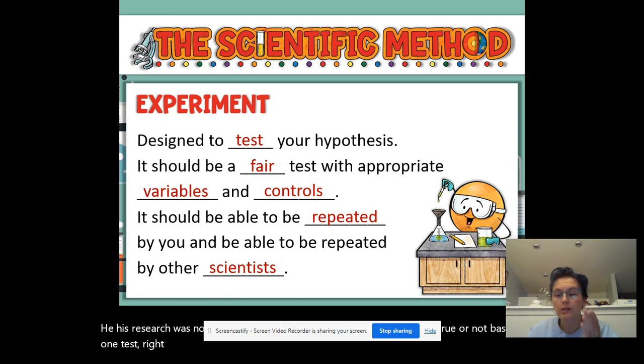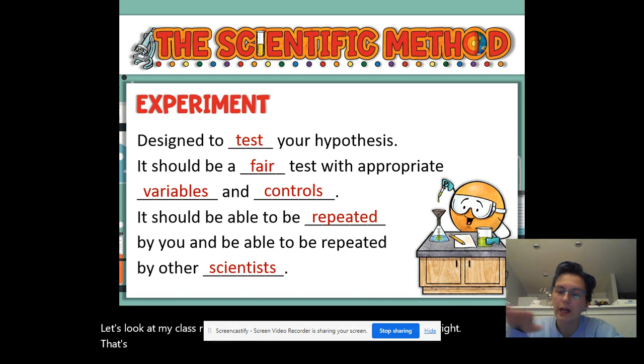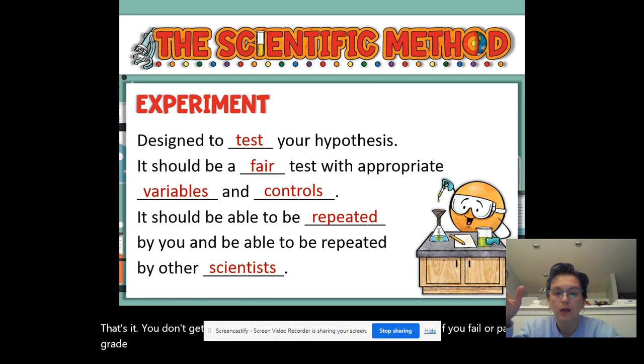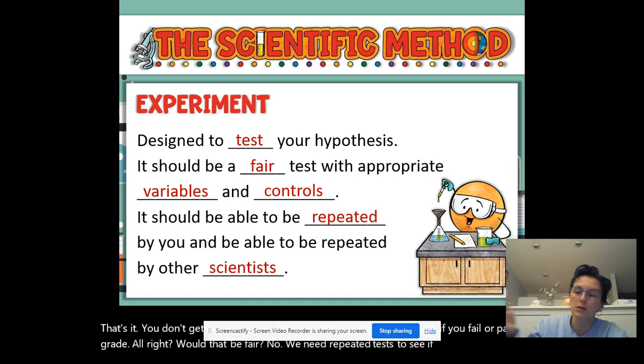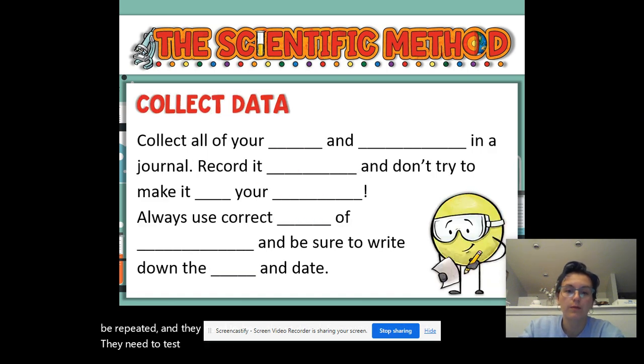All right. For example, let's look at my class, right? If I only gave you a single test and said, all right, that's it, you don't get any more tries. This one test is going to determine if you fail or pass seventh grade. All right. Would that be fair? No, we need repeated tests to see if you have grown as a student and to see if you've learned the material. Same with experiments. Experiments need to be repeated and they need to test your hypothesis.